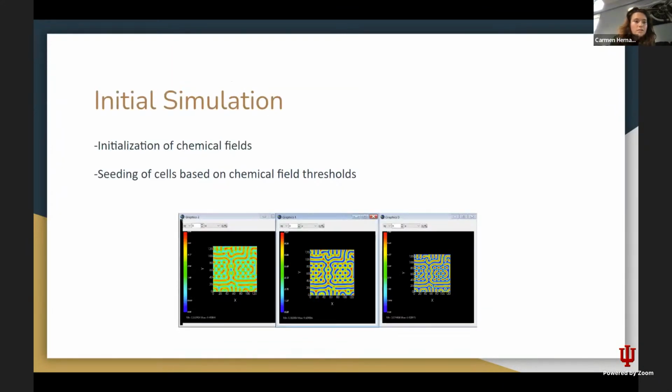And then here is a little bit more about our initial simulation. So we did initialization of chemical fields, and we seeded cells based on chemical field thresholds. So here are previous results from educational exercises. And so you can see the different fields. There's U and then V and then W. So this is the section that we kind of switched up.